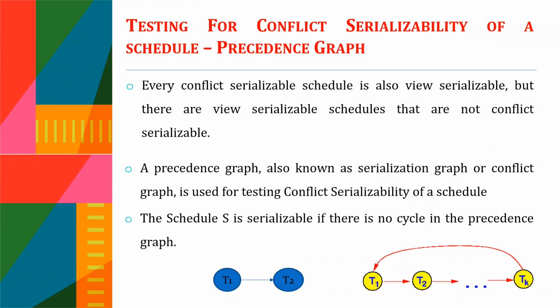Every conflict serializable schedule is also view serializable, but there are view serializable schedules that are not conflict serializable. A precedence graph, which is also known as a serialization graph or a conflict graph, can be used for testing the conflict serializability of a schedule. If the schedule S is serializable, then there should not be any cycle in the precedence graph. So the schedule S is said to be serializable if there is no cycle in the precedence graph.